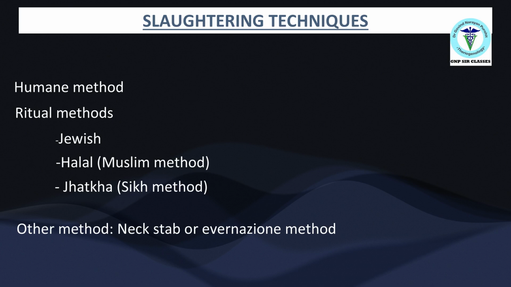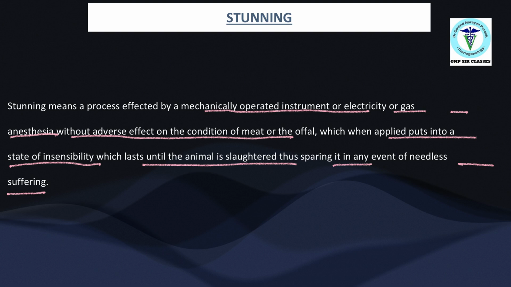Slaughtering techniques. Humane method. Ritual methods: Jewish, halal, Muslim method, jhatka, Sikh method, other method, neck stab or Evanadzuni method. Stunning. Stunning means a process effected by a mechanically operated instrument or electricity or gas anesthesia without adverse effect on the condition of meat or the offal, which when applied puts into a state of insensibility which lasts until the animal is slaughtered, thus sparing it in any event of needless suffering.